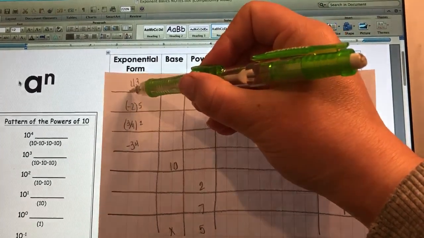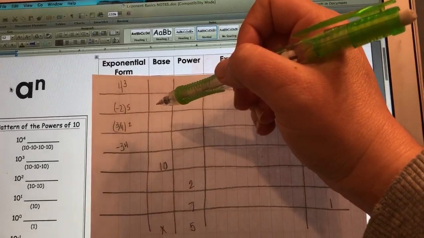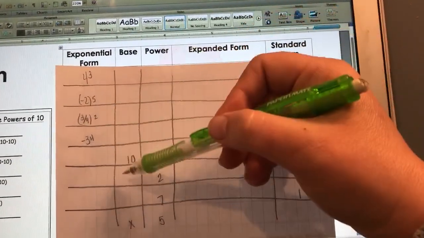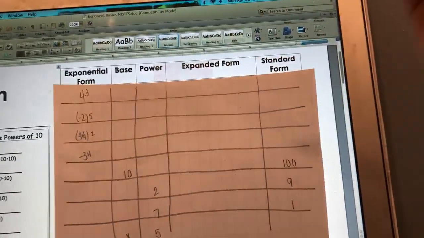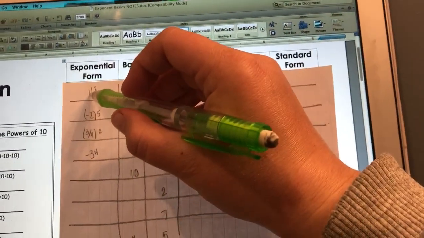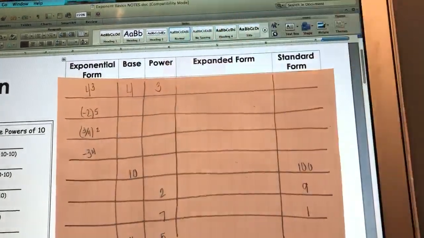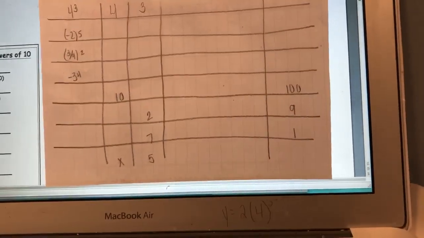It's just written out using a base, a big number, and a power, the little exponent up top, and it's not simplified. The base is just going to be the big number. I remember that: base, big, both start with B. So the base in this example here is going to be 4, and the power is going to be 3. Another word for power is exponent. It's the little number up top.